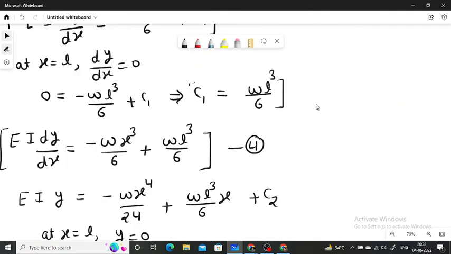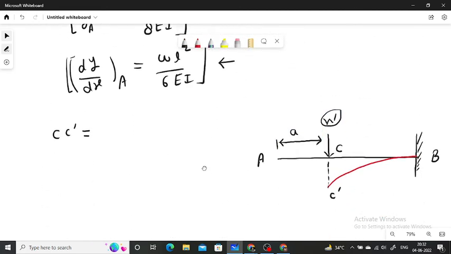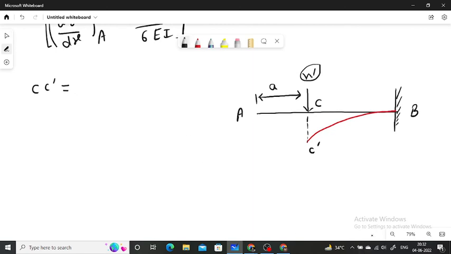Now, CC dash will be minus WL cube upon 3EI, and the slope at this point will be equal to minus WL square upon 2EI.